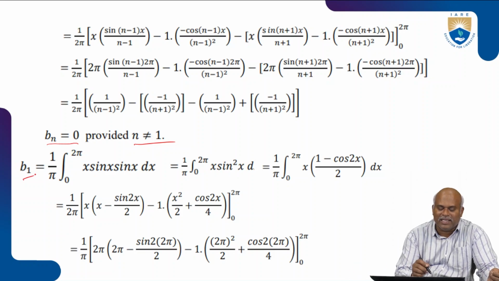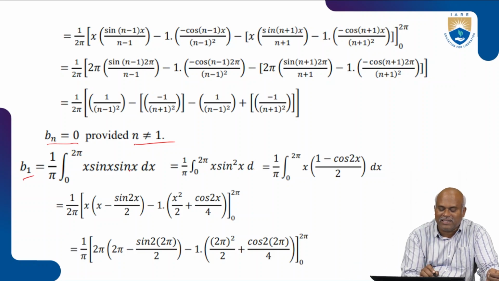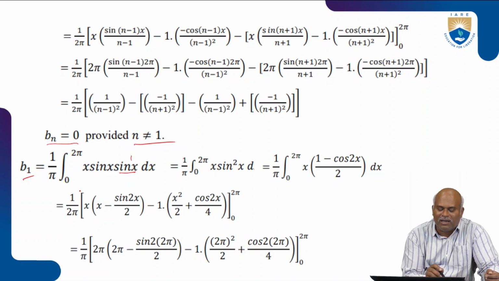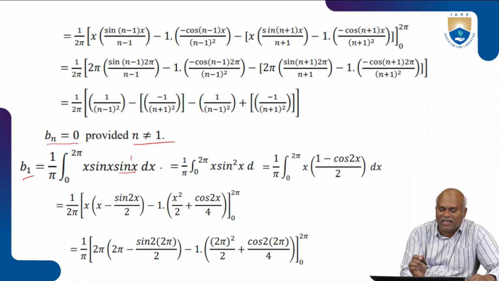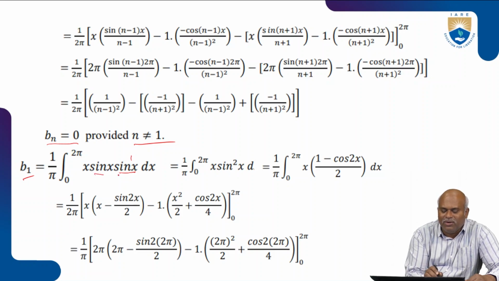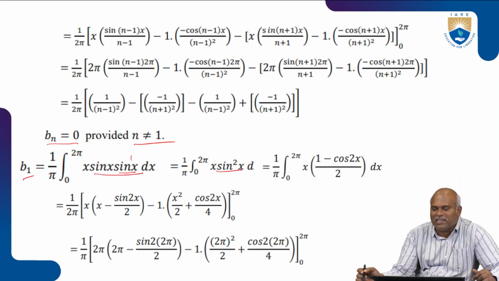What will happen as the equation is sin nx? Here the n value is equal to 1. That's why I should modify our equation as 1 by pi times the integration from 0 to 2 pi of x sin x dx. So these two terms will give us sin square of x.